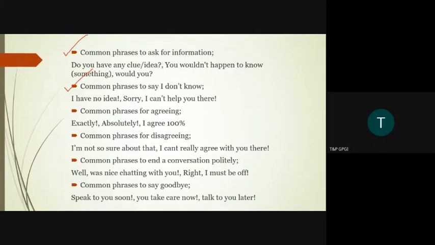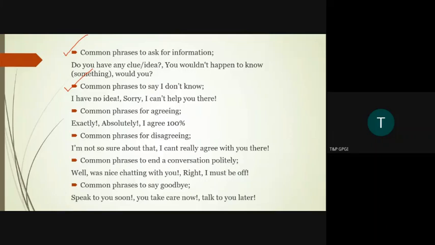The next one is I can't help you there. Sorry, I can't help you there. Sorry, I don't know where the principal office is. I can't help you there. It goes like that. Or I'm not so sure. I am not so sure.